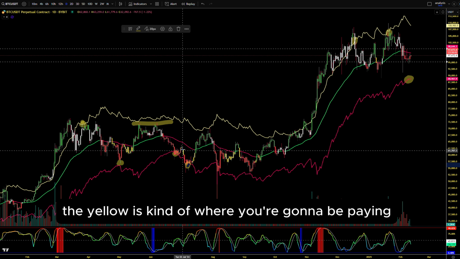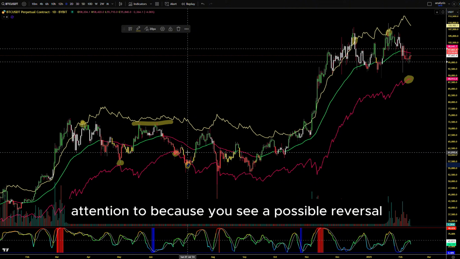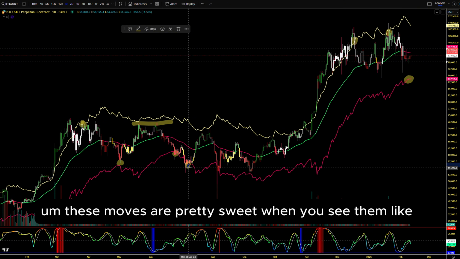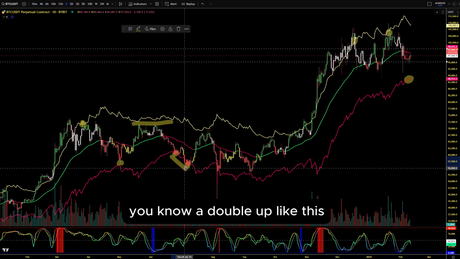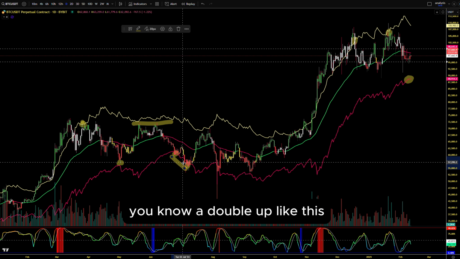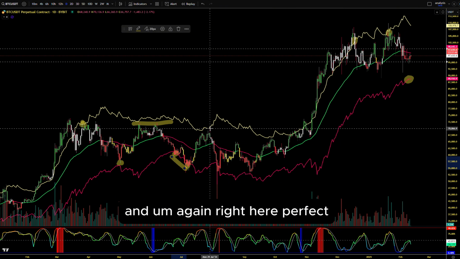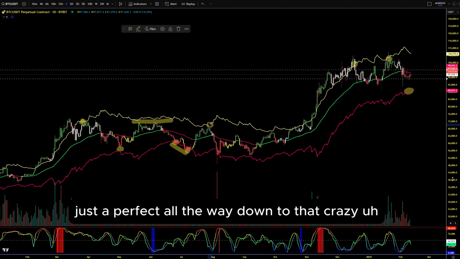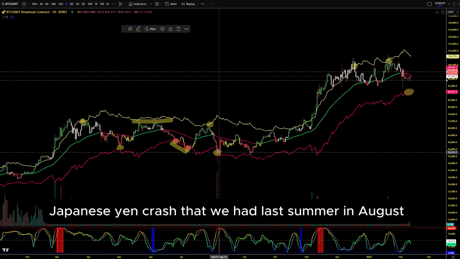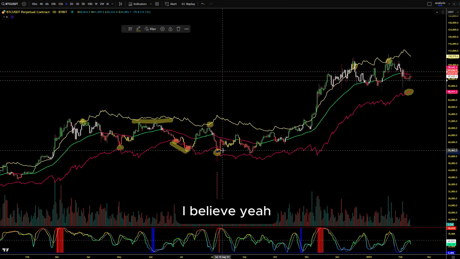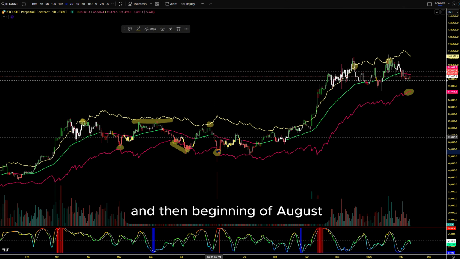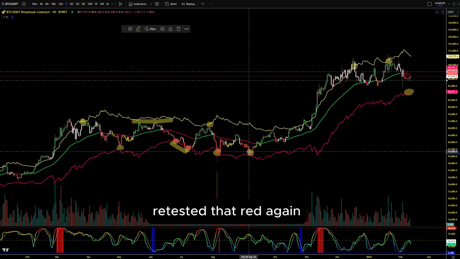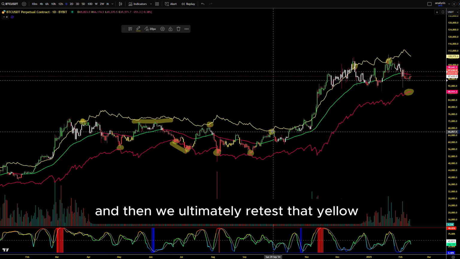And again, the yellow is kind of where you're going to be paying attention to because you see a possible reversal or a possible continuation. These moves are pretty sweet when you see them like, you know, a double up like this. And again, right here, perfect. Just a perfect. All the way down to that crazy Japanese yen crash that we had last summer in August, I believe. Yeah, so this was like end of July and then beginning of August. And then what happens? We just went ahead, retested that red again, and then we ultimately retest that yellow.